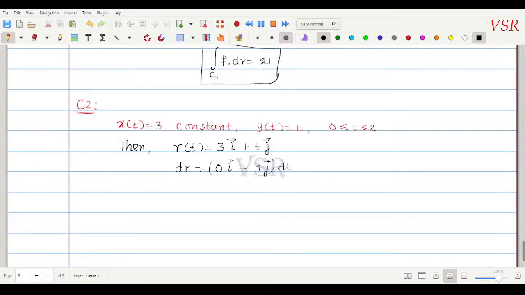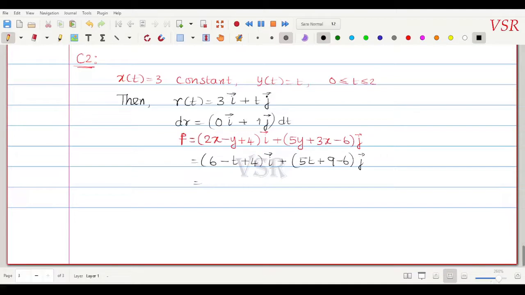Now let me write the F vector once, so we'll keep it here, because otherwise we may make a mistake. If you substitute from here it will be correct. Instead of x put 3, so 3 times 2 is 6. So this is 6 minus y, with y replaced by t, plus 4 times i vector, plus 5y with y replaced by t, so 5t, plus 3 times 3 is 9, minus 6, into j vector. So 6 plus 4 is 10, so 10 minus t i vector plus 5t plus 3 into j vector.